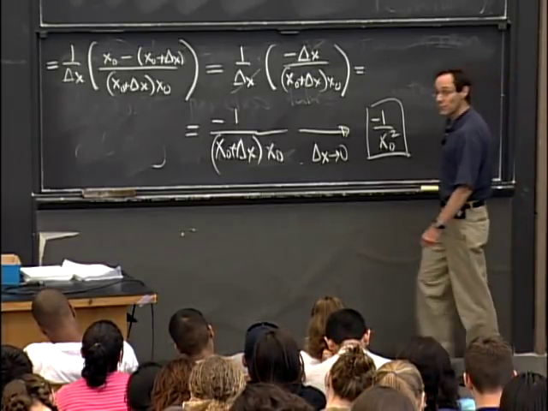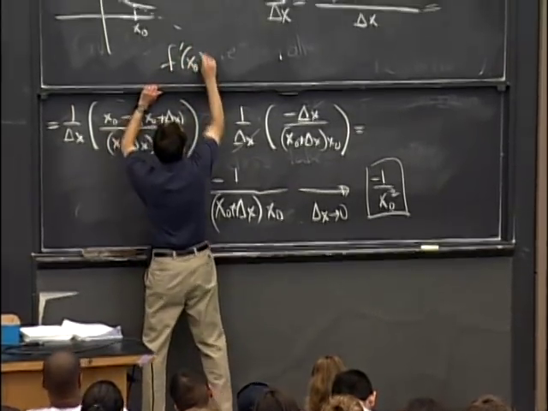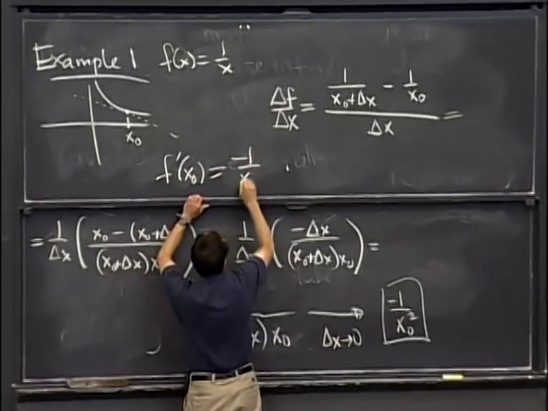All right, so in other words, what I've shown, let me put it up here, is that f prime of x0 is minus 1 over x0 squared.